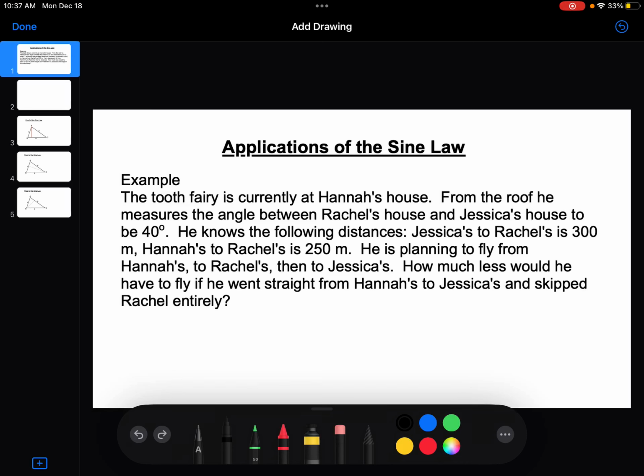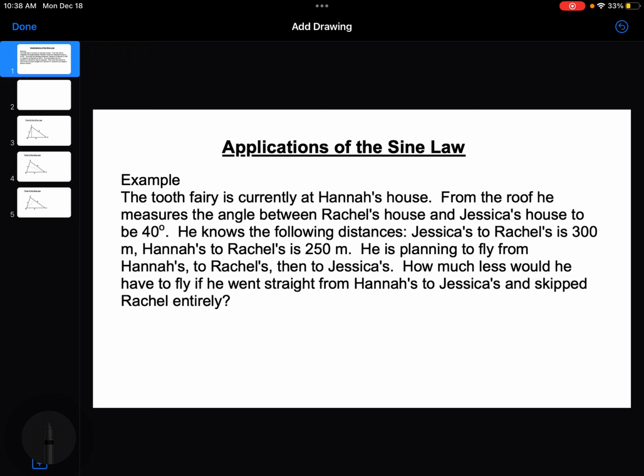When we're doing applications with Sine Law, it's exactly the same as doing an application with SOHCAHTOA. We just don't have a right angle triangle, so we need to use a different property to solve the equation. Currently we have a situation where the tooth fairy is at Hannah's house. So we've got Hannah's house here. We know the tooth fairy is going to be looking at some other houses.